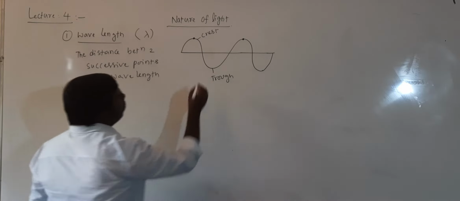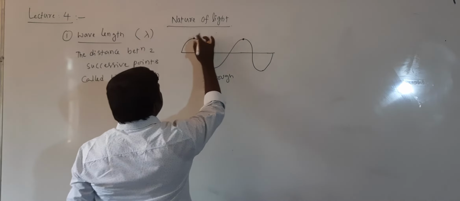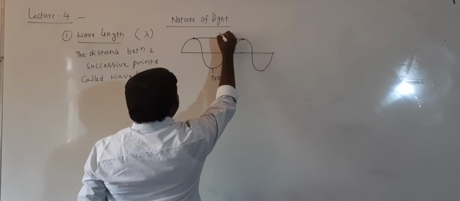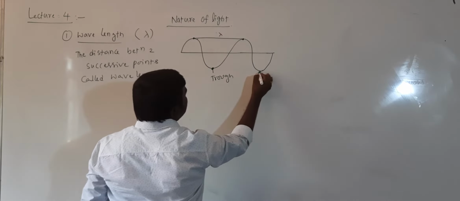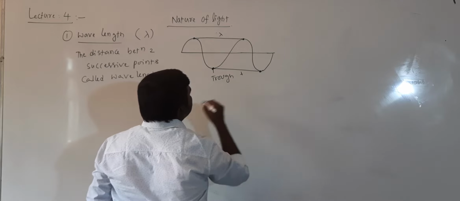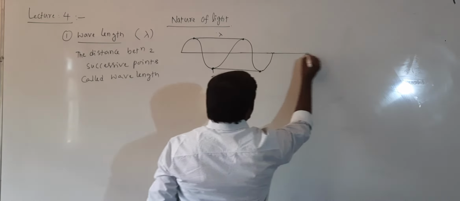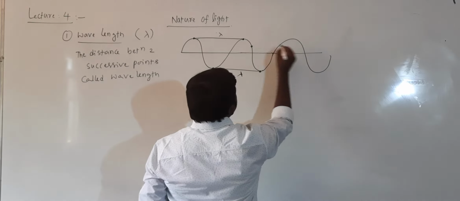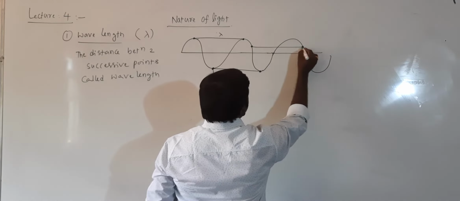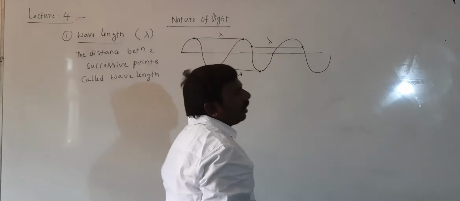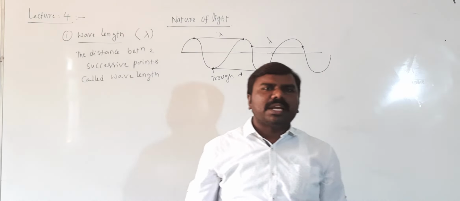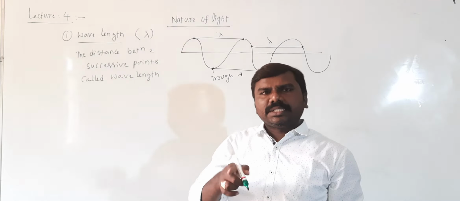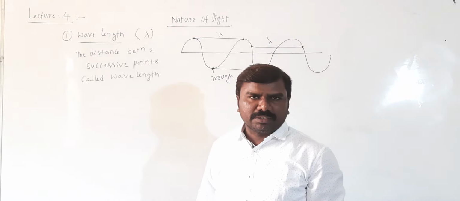So this is the crest now. Between two crests is taken as wavelength, between two troughs is taken as wavelength. Another one you can continue here: this point and this point is also considered as wavelength. Any two successive, adjacent points, that distance is taken as a wavelength.